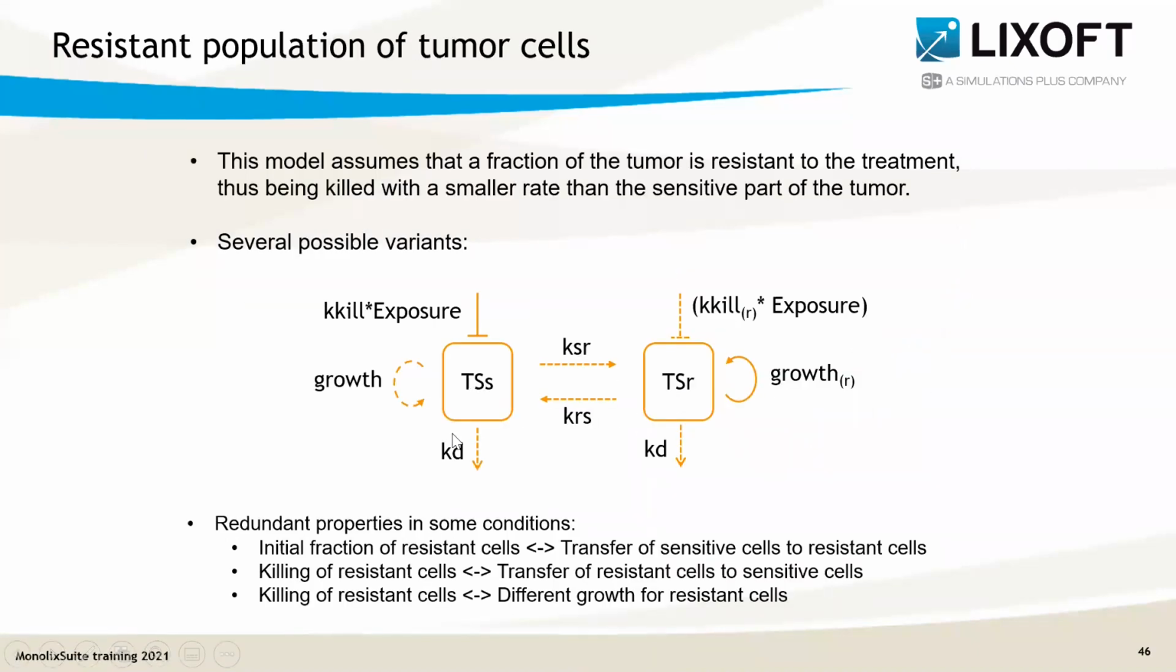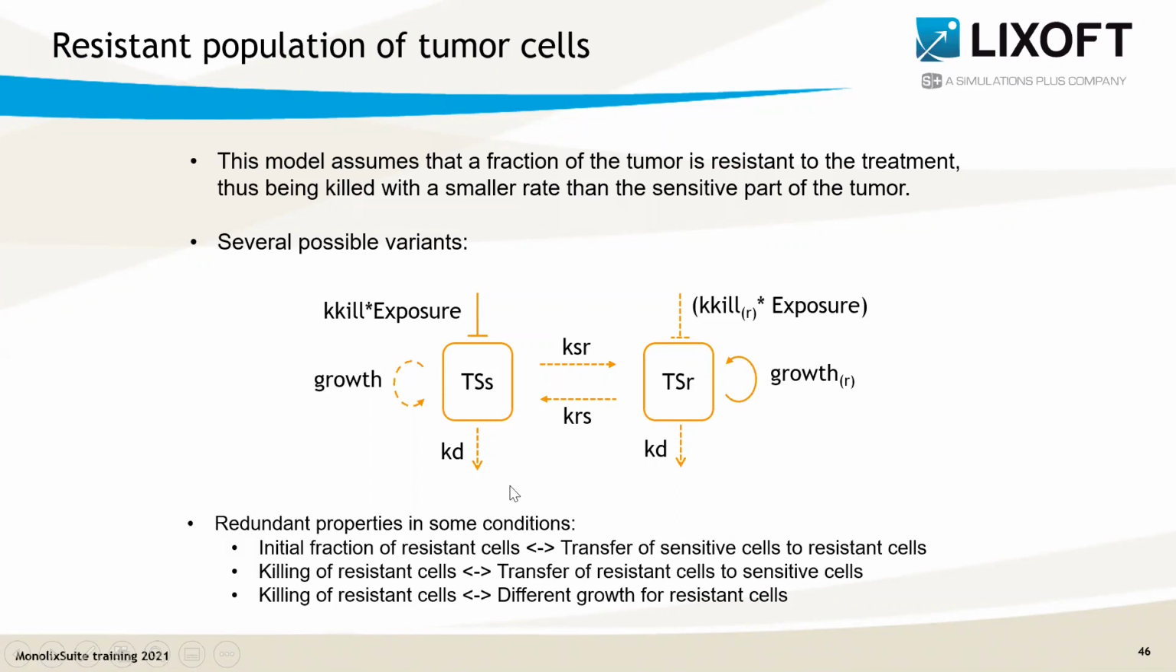Apart from this model, resistance is usually described with more mechanistic models that try to represent the heterogeneity in the cell population with different subpopulations that can be the proliferating and the quiescent cells, or treatment sensitive and treatment resistant cells. So this slide shows the family of models corresponding to this approach with one resistant population. So it assumes that a fraction of the tumor, called here TSR, is resistant to the treatment, and it is killed with a smaller rate than the sensitive part of the tumor.